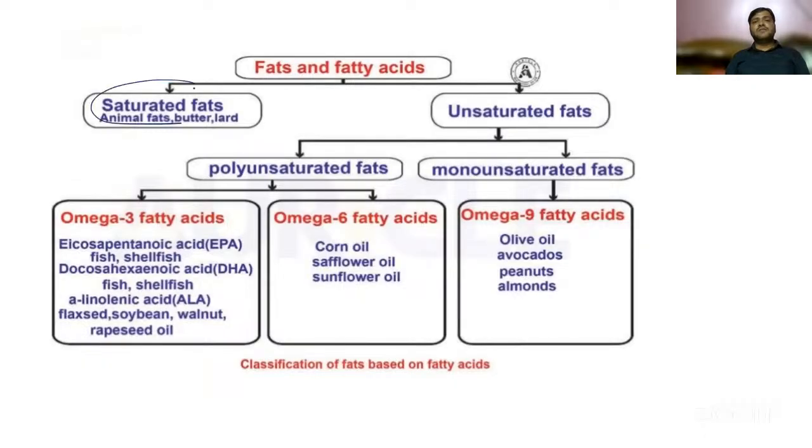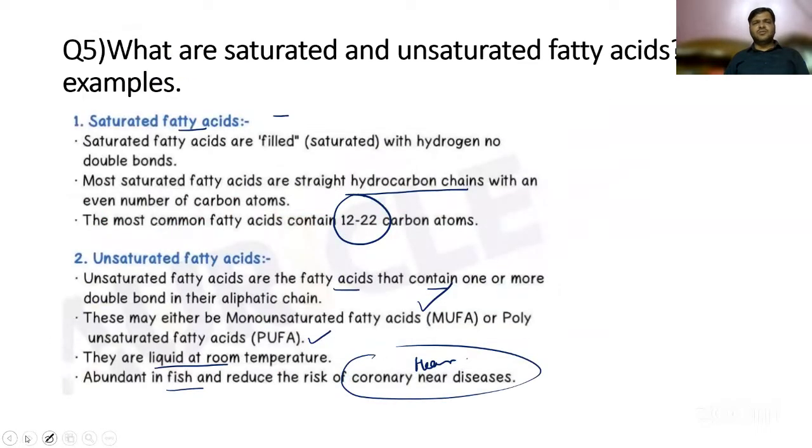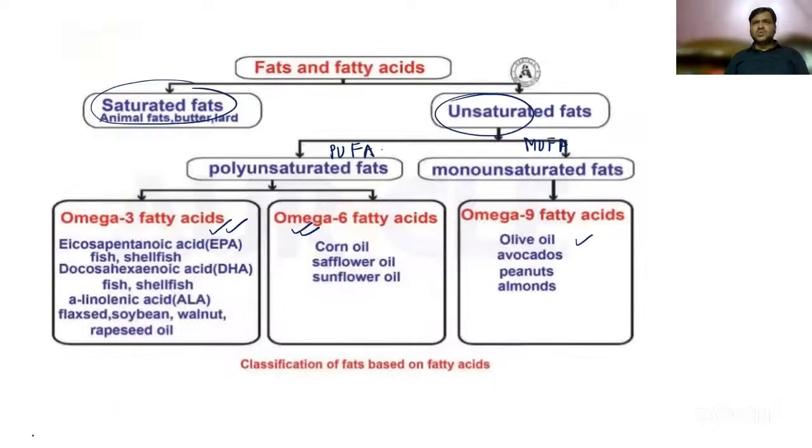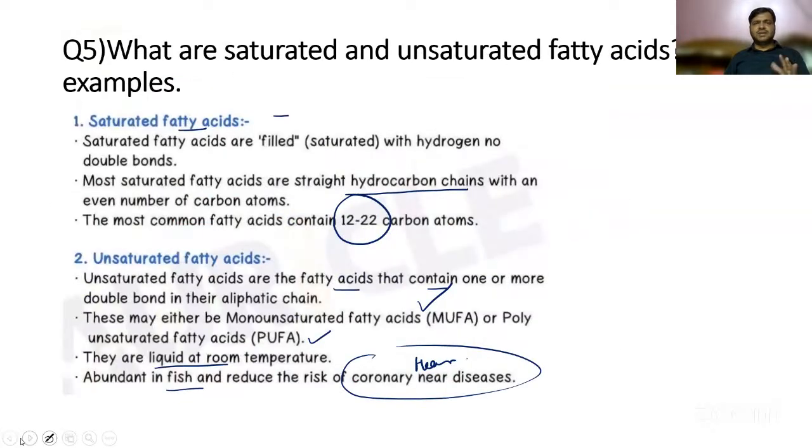So that is the basic classification. The saturated fats and the unsaturated, which is divided into polyunsaturated fatty acids and monounsaturated fatty acids. Polyunsaturated are omega-3 fatty acids and omega-6 fatty acids, and monounsaturated are omega-9 fatty acids. Right? So that is something you just have to remember. This is something which you have done earlier also, so there is nothing new taught in this particular question. Saturated, unsaturated, you already know.